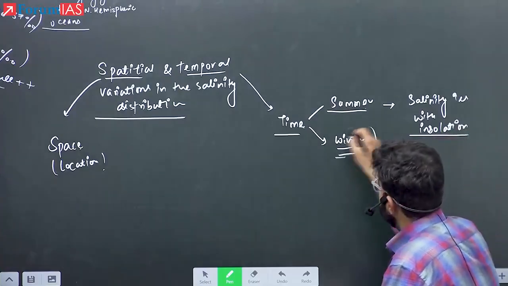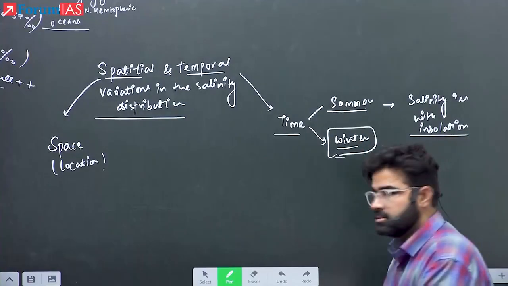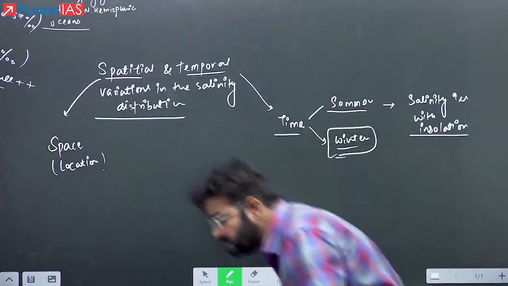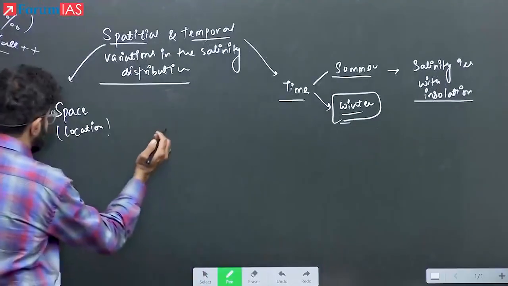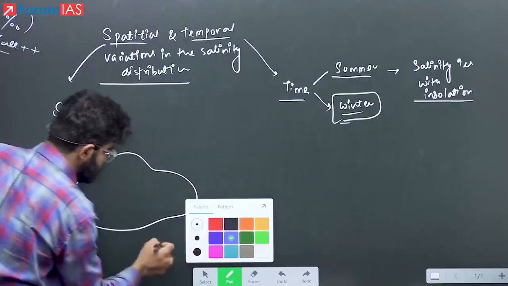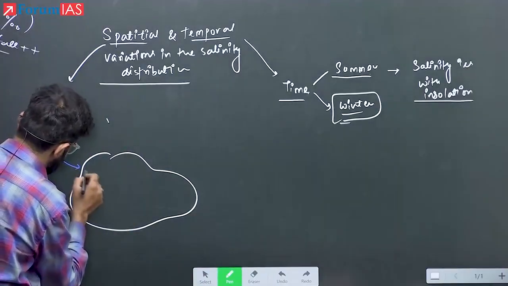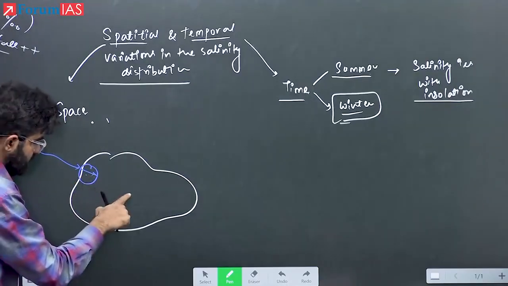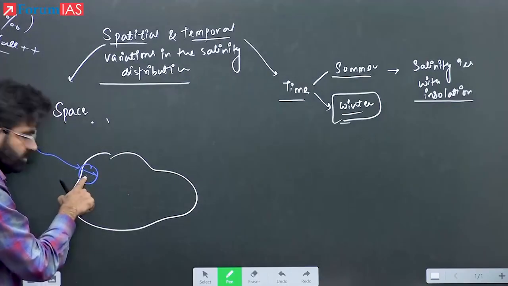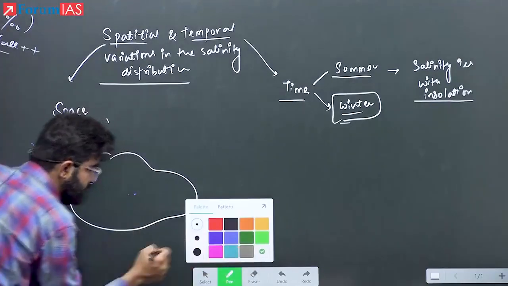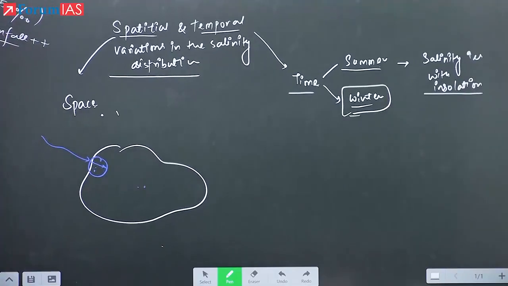And here in winter, salinity will slightly reduce. Location means, for example, let's say this is the entire ocean, and here one river is draining into the ocean. This is the river. Now, if I talk about this area, would salinity be more compared to the rest of the ocean, or lesser? It would be lesser. So can I say near the deltas, near the estuaries, the salinity of the oceanic water would be less? Yes or no?